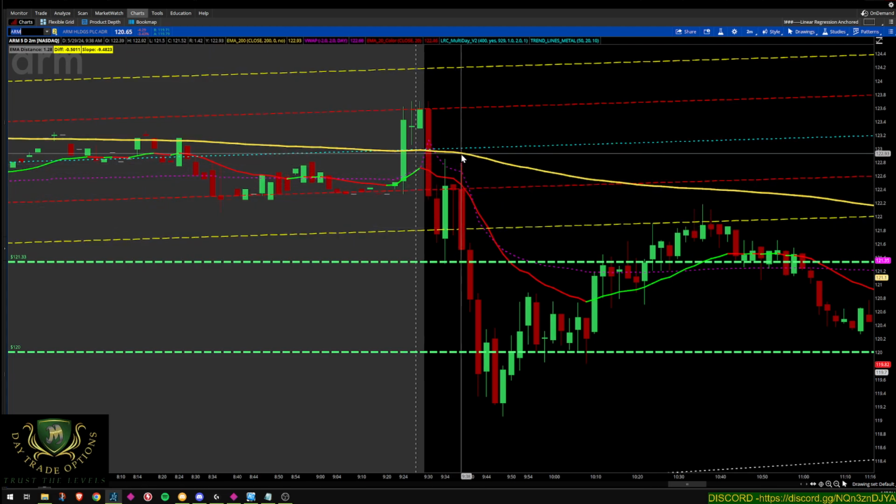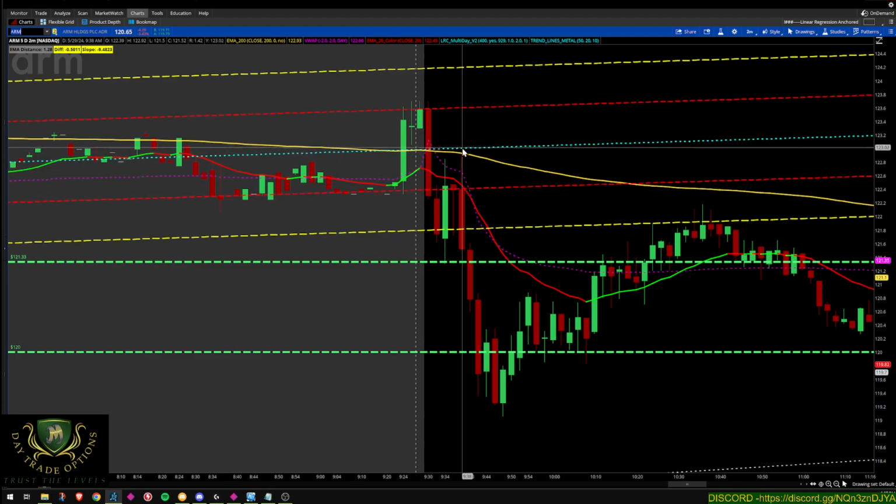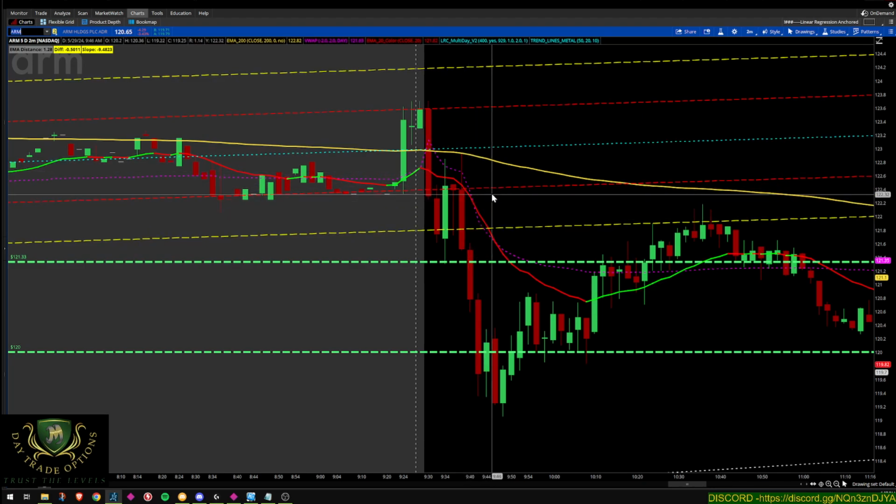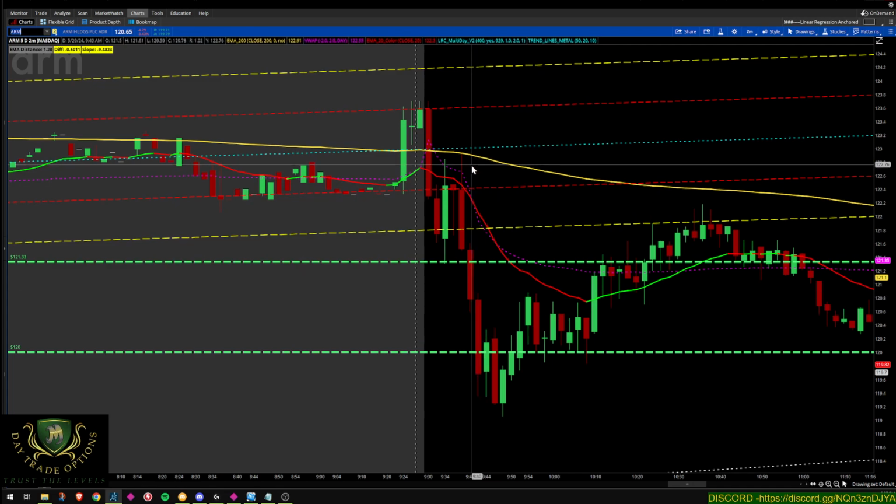It came back up, ticked my 200. I was a little sketchy there, but that's okay. It wicked back down. As it was wicking down, I added again because it never closed above. I try to go for two closes above the 20 EMA.